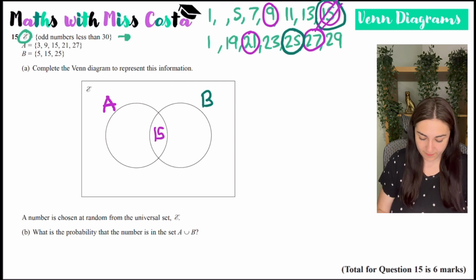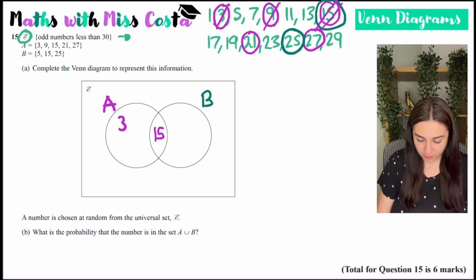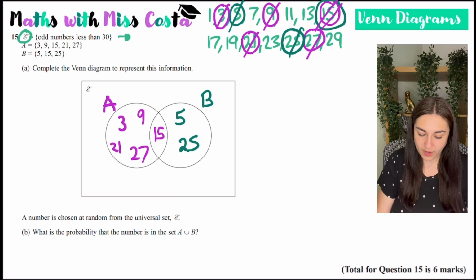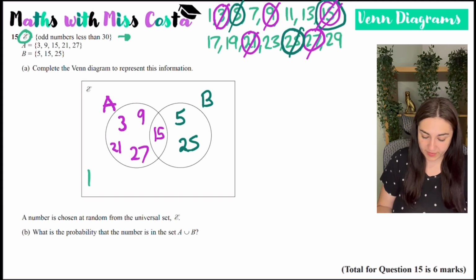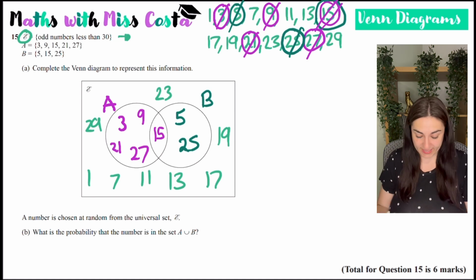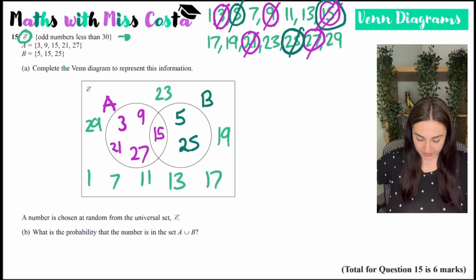Then let's start with what I would write for A. So I've got, oh, what's happened there? So I've got 3, 9, 21, and 27. And then what do I have for B? I've got, well, that uncircled itself for some reason. I've got 5 and 25. And then what I have to do is any numbers that are left over, I write on the outside. So here I would write 1, 7, 11, 13, 17, 19, 23, and 29. Okay, so anything that doesn't fit inside of your little circles, you write on the outside.